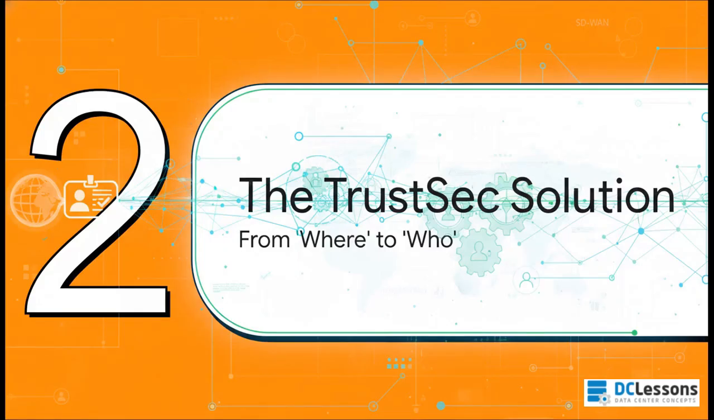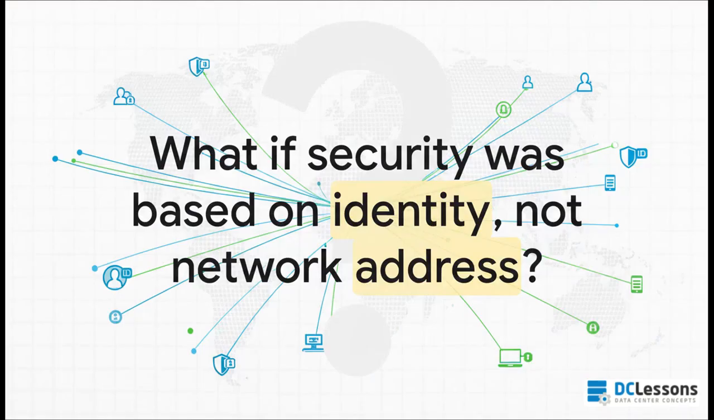And this is exactly where Cisco TrustSec just walks in and flips the whole script. It introduces a totally new model. It's not about where you connect from anymore, it's all about who you are. So it forces us to ask this really fundamental question. What if security had nothing to do with your network address? What if your access policy could actually follow you and your device based purely on your identity, no matter where you decided to connect from?